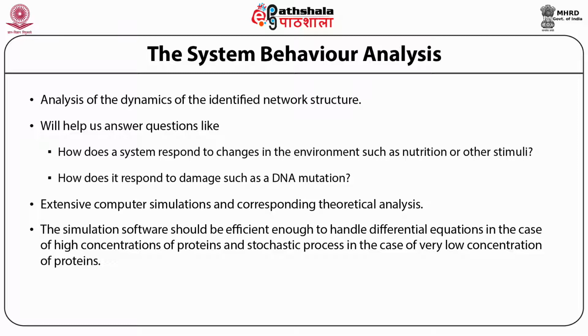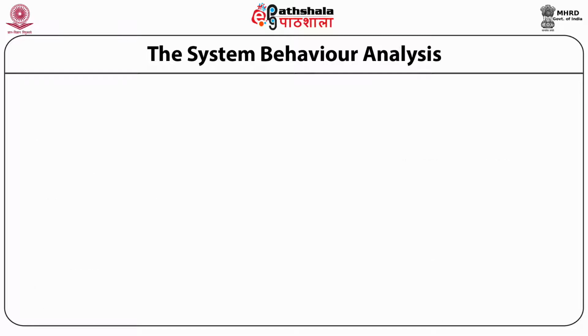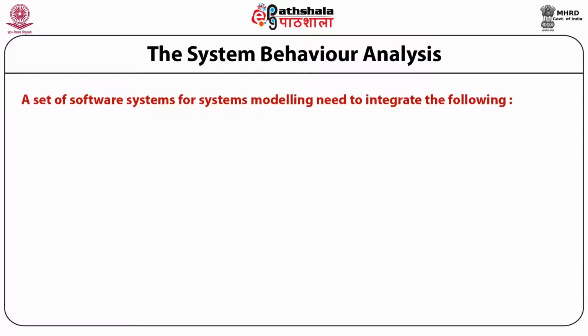So whatever system analysis or simulation we do should be efficient enough to handle deterministic procedures like solving ODEs, the differential equations, and it should also be efficient enough to handle stochastic processes. Moreover, it should also be able to handle higher orders such as chromosomes, heterochromatin, etc., if the need arises. So these are all the requirements for whatever procedure we use to perform a system behavior analysis. A set of software systems for systems modeling needs to integrate the following, based on the requirement that was explained in the previous slide.